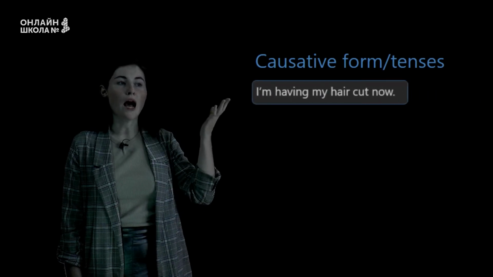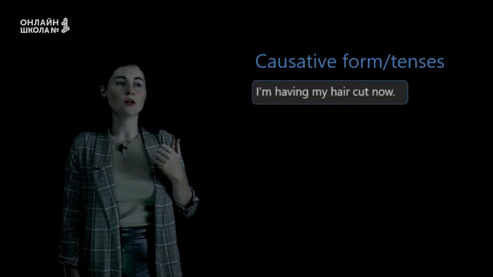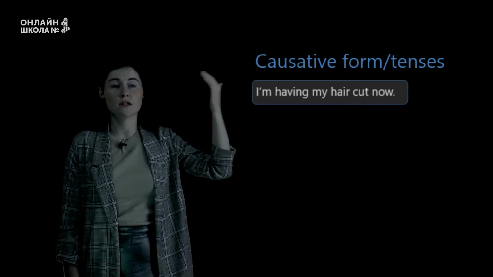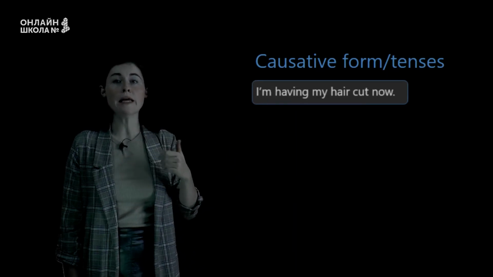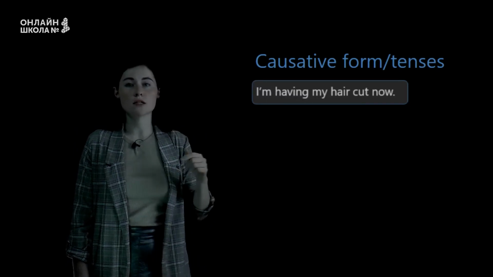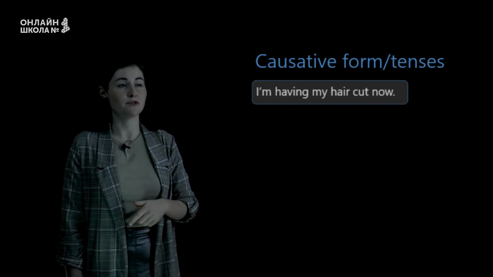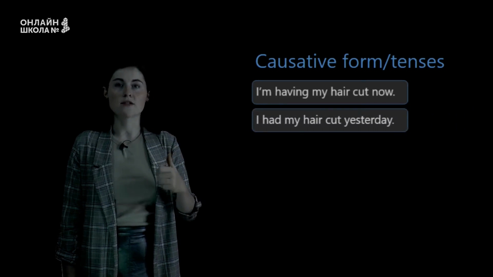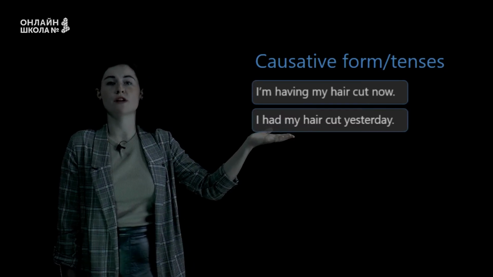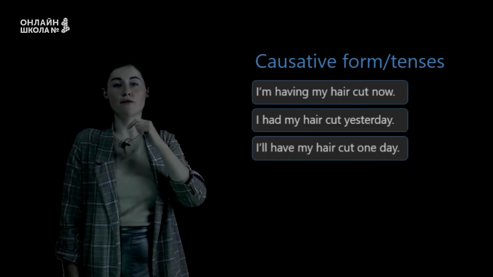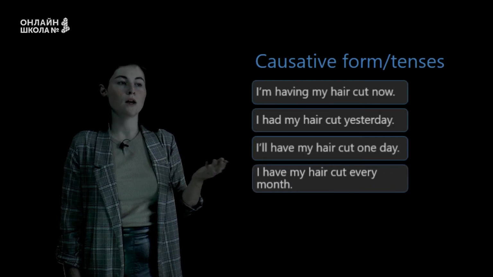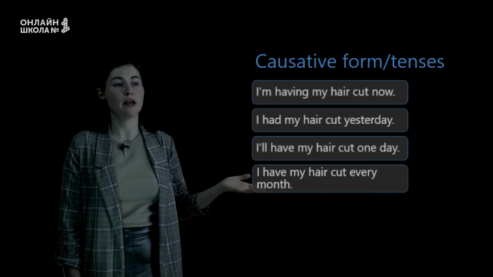Let's look. I'm having my hair cut now. Да, здесь мы видим, что have используется во времени present continuous. Значит, что в данный момент я сижу в парикмахерской, и мне постригают волосы. I'm having my hair cut. Cut – это третья форма глагола cut в данном случае. I had my hair cut yesterday. Соответственно, мы можем использовать глагол have в прошедшем времени. I will have my hair cut one day. Будущее время. And I have my hair cut every month.